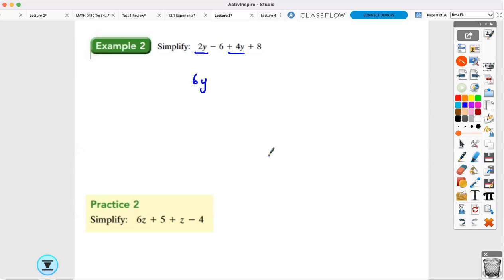Can I combine anything else, class? Any other like terms, or do I just bring down the -6 and the 8? Are those like terms, guys? The 6 and the 8? What do you think? Yes, we can combine. Now they are different, Kayla. They are different, but they're the same in the sense of they're both numbers. So I'm gonna underline it twice.